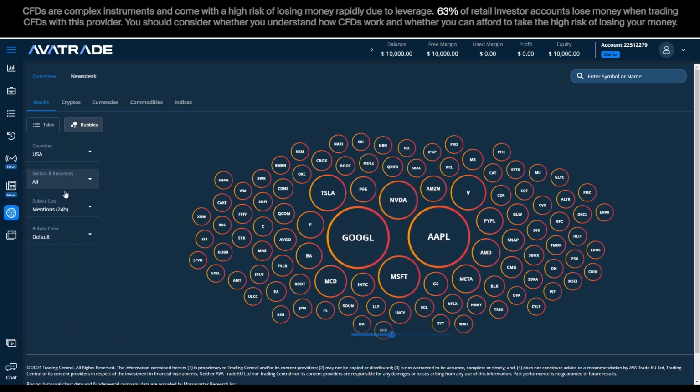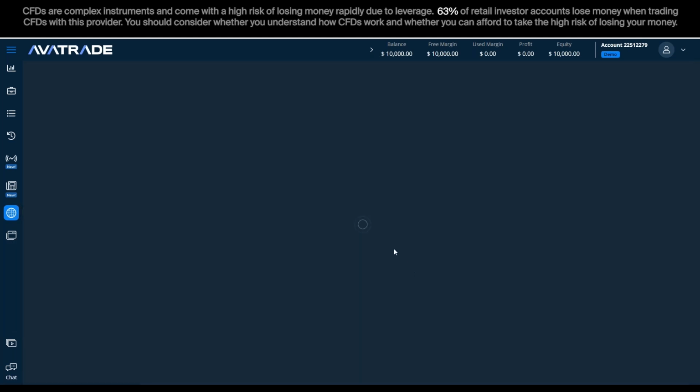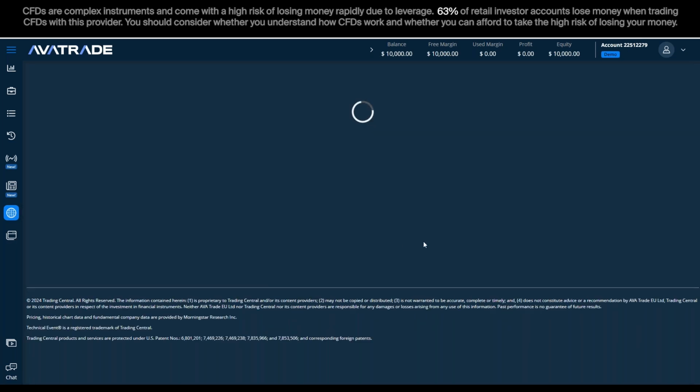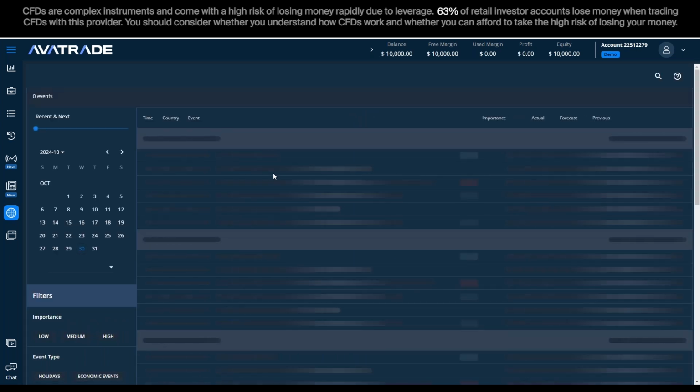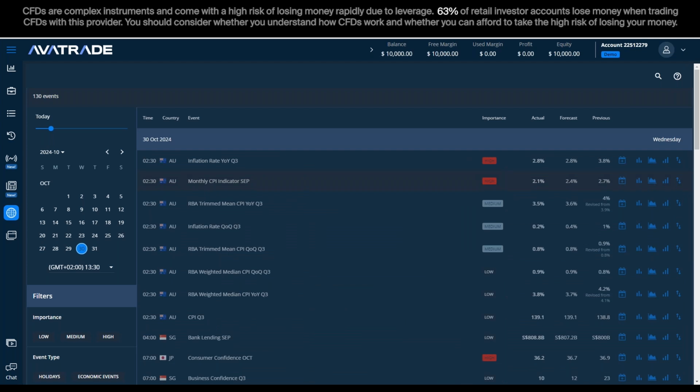We have Apple here, NVIDIA. Okay, so if I go further down, we have here Forex features ideas. So in here, I can find even more ideas. In here, in the economic calendar and the trading calculator. Okay, so let's go with the calendar for now. Okay, so we saw some technical analysis. We also saw the news for the fundamental analysis, but this can help you directly find events in articles.